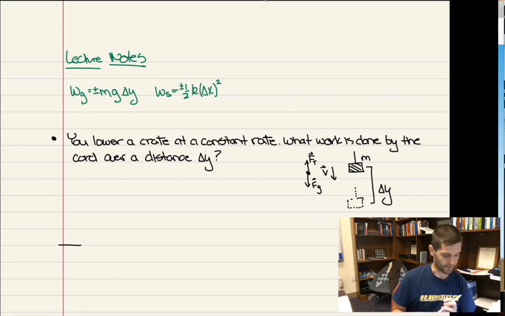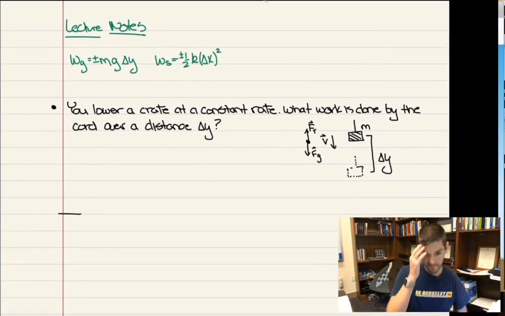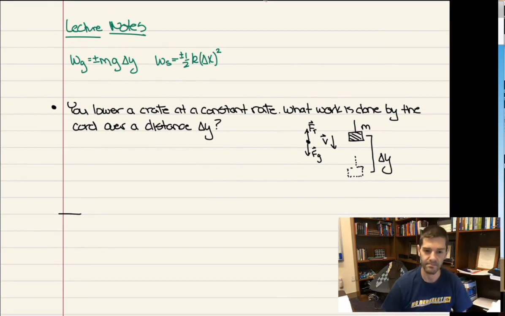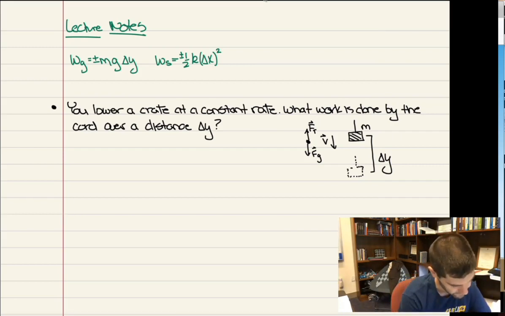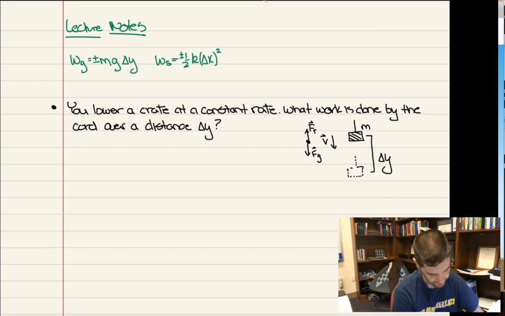Let's start with a quick example review. Suppose there's some crate with mass m, and you lower the crate at a constant rate via a rope. What work is done by the cord over some distance delta y? In this case, I would first draw a picture like I've already done. It's some box on a rope that gets lowered some distance delta y. It has some mass m, and I say that you're lowering it at a constant rate, which suggests that the magnitude of the velocity vector is a constant.